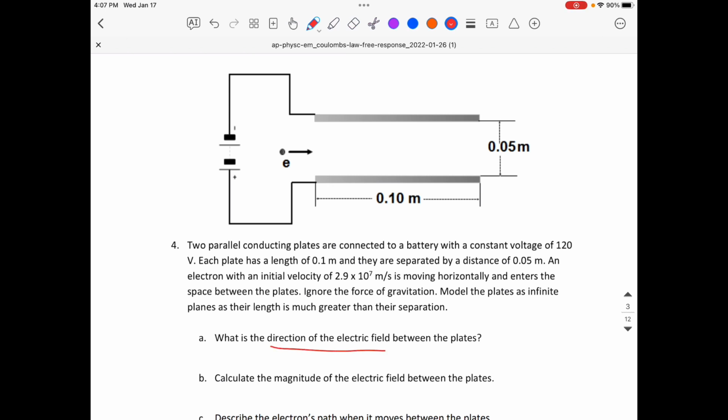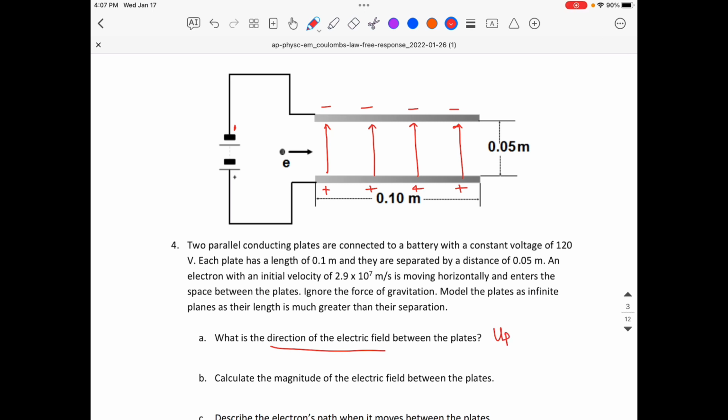Hopefully this is a very easy question for you, since we have the negative side of our battery going along the top plate. This is going to have negative charge up here. Since I have the positive side of my battery attached to the bottom, this is going to be my positive charge, and we know that field lines go out of the positive and into the negative, so it's going to look like this. And that is going to be up.